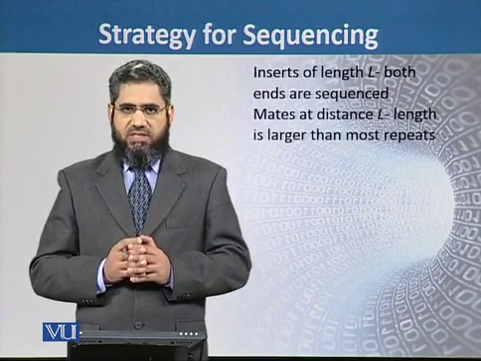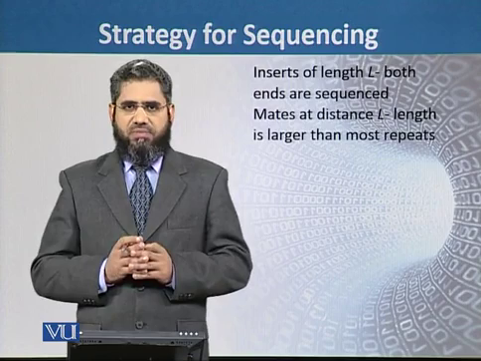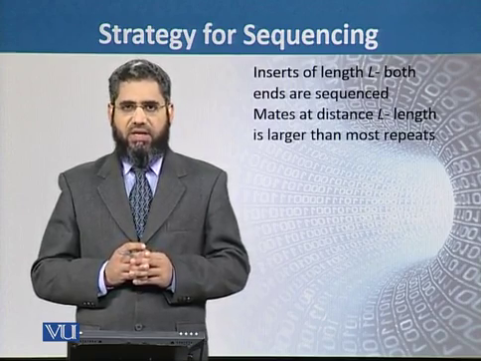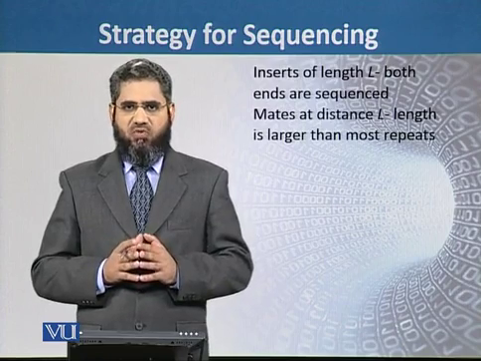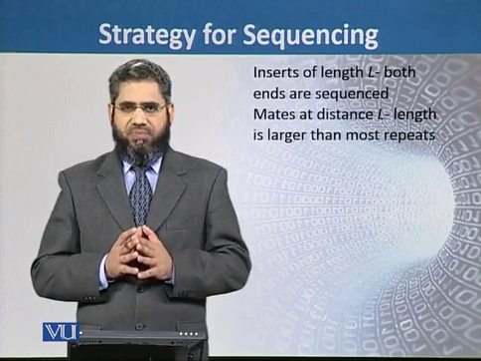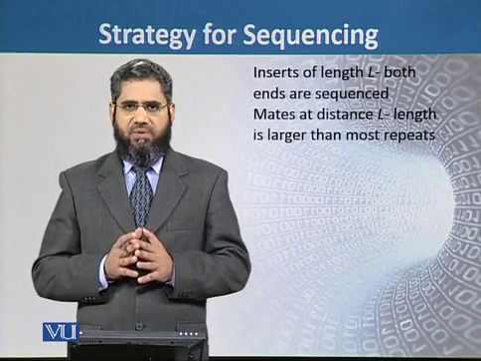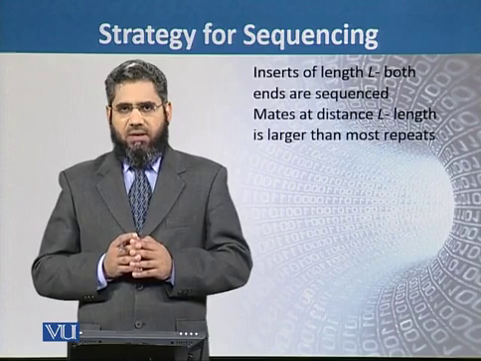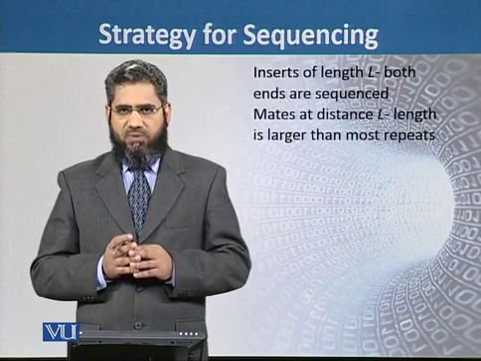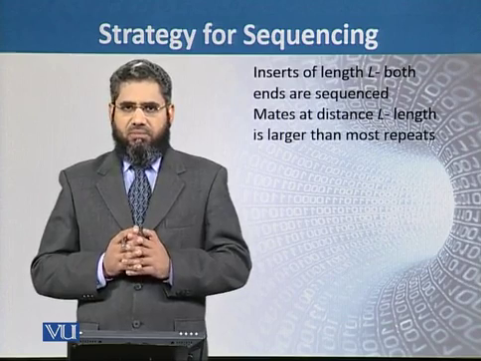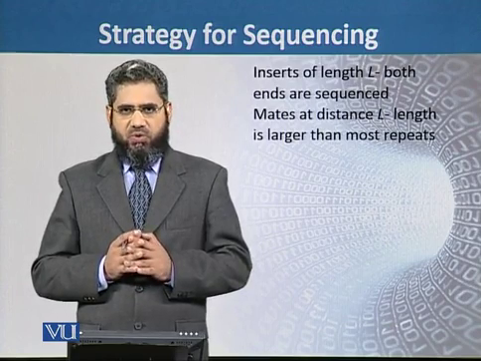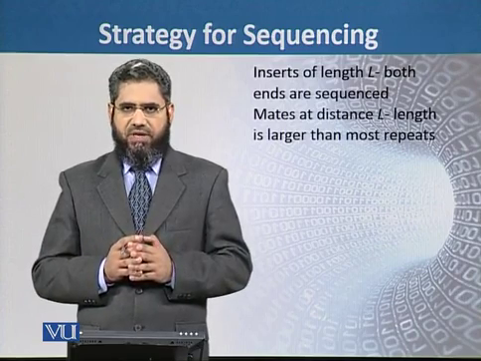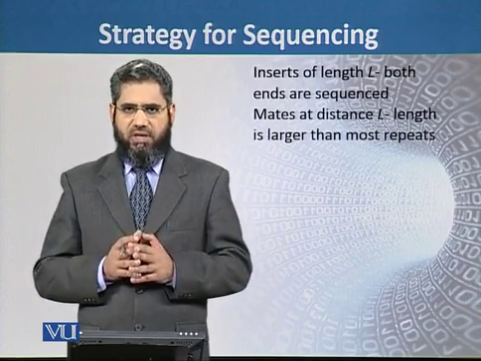And the reads that are produced after sequencing of both ends are called mates, and they have a distance of L that is much larger than the repeated sequences that are present within the human genome. So the advantage of sequencing at both ends and producing the mates is that it is very rare that both of the sequences will fall within the repeated units and fragments in the human genome.